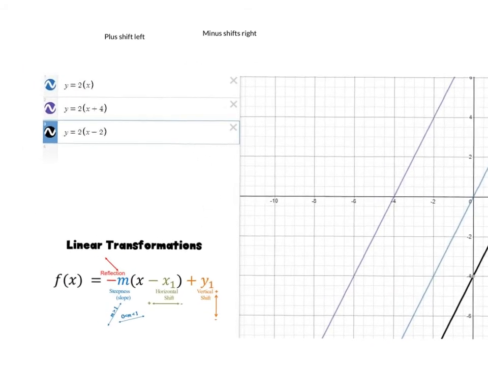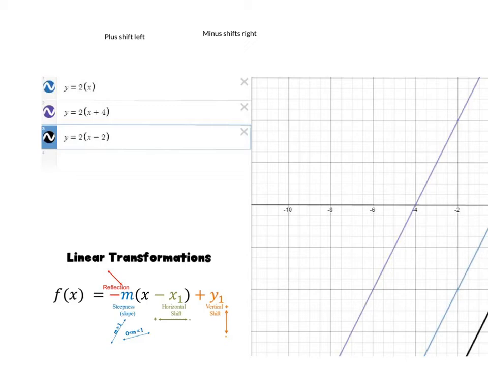All right, and then let's take a look at this one. I'm going to zoom in again just real quick to make sure that you can see it. For this one, the parent function is y equals 2x, and then inside the parentheses, I'm adding a number or subtracting a number. So when you see it inside the parentheses, it actually does the opposite. When we look back, our original graph is blue, and then we have a purple and then the black graph.